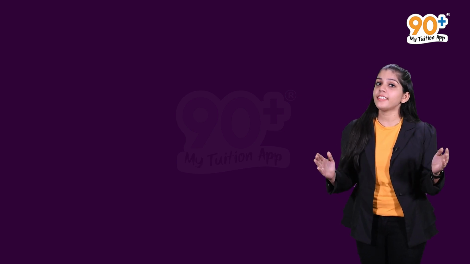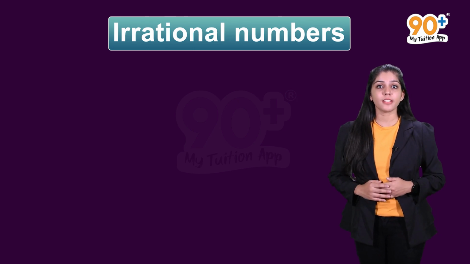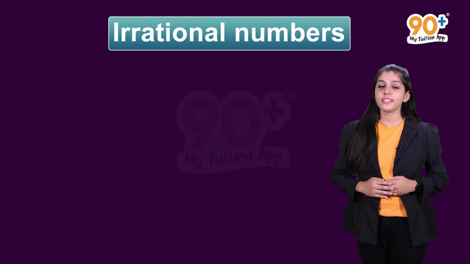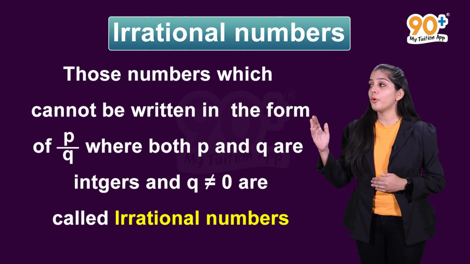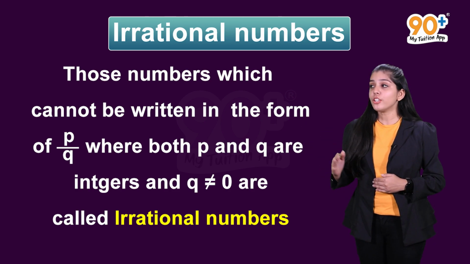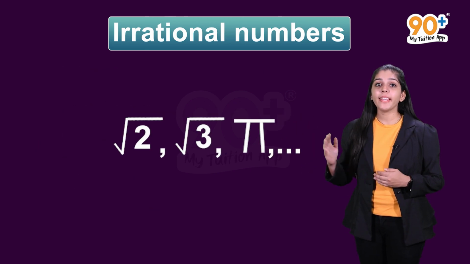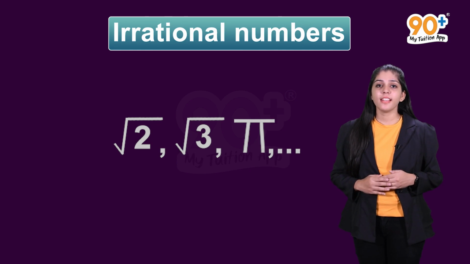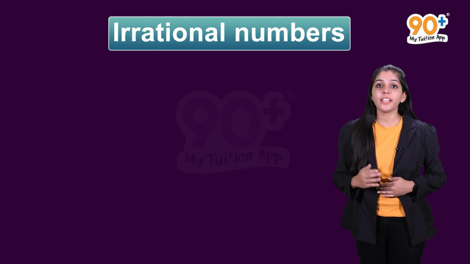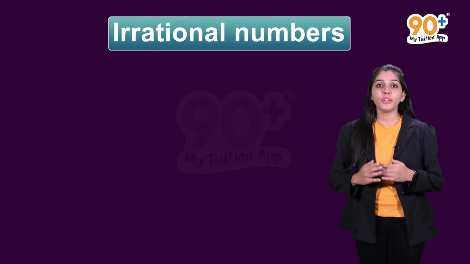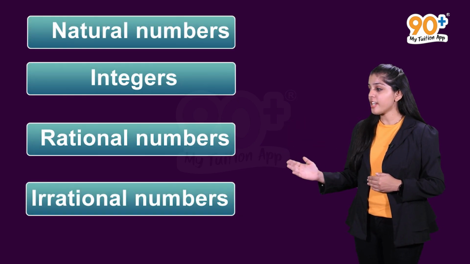Students, let's study another interesting concept, irrational numbers. You know what are rational numbers, but do you know what are irrational numbers? Those numbers which cannot be written in the form of p by q, where both p and q are integers and q not equal to 0, are called irrational numbers. Root 2, root 3, pi are examples of irrational numbers. Just like natural numbers, integers, rationals, there are infinitely many irrational numbers. Students, now we know what are natural numbers, integers, rational numbers and irrational numbers.